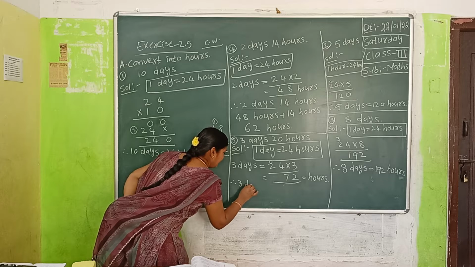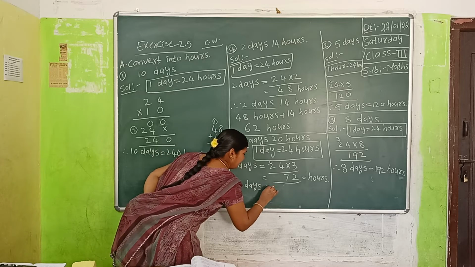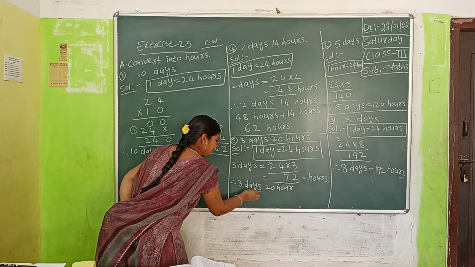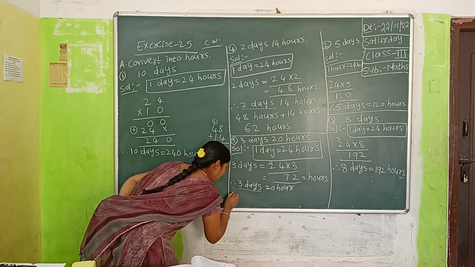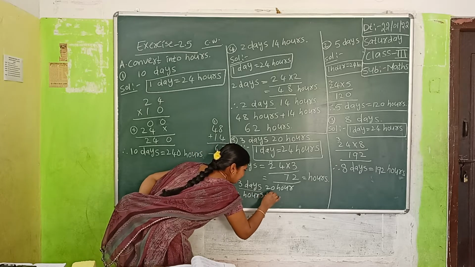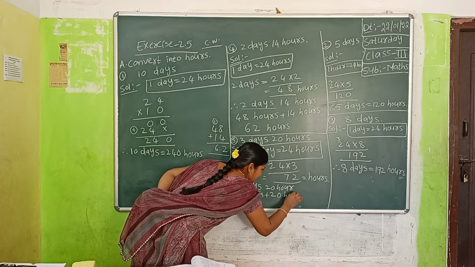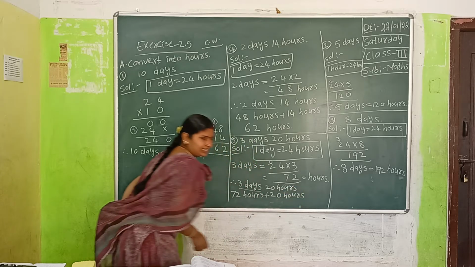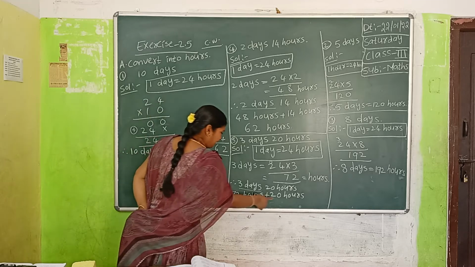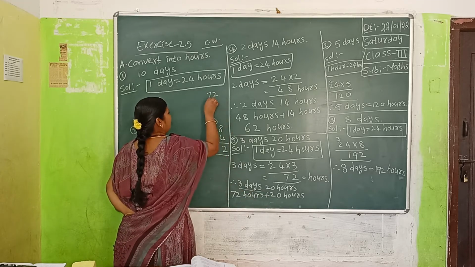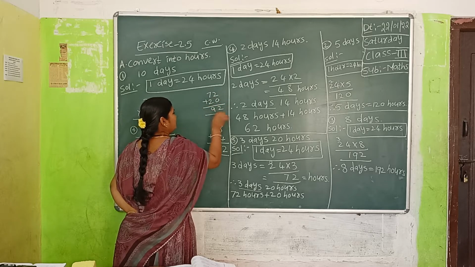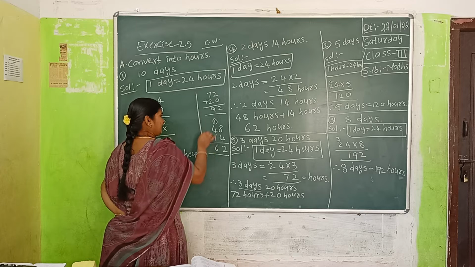Now convert this one. Therefore, 3 days, 20 hours. In place of 3 days, I am taking this 72 hours. 72 hours plus 20 hours. The extra hours we have to add. Don't multiply this one. Now 72 plus 20, how much? 2 plus 0, 2. 7 plus 2, 9. What is the answer here?